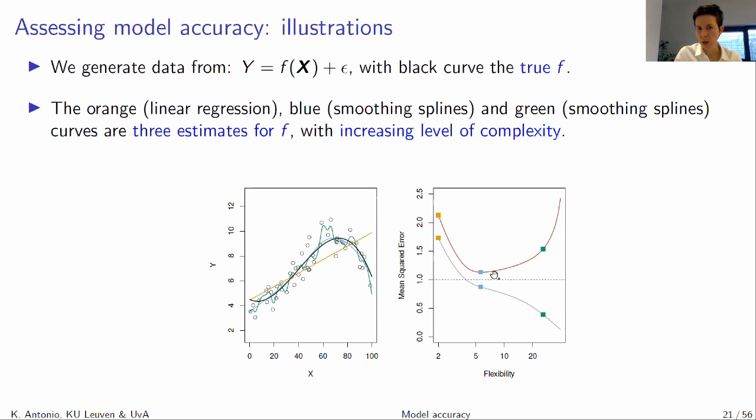So here I recognize this U shape, the behavior of which is driven by this trade-off between the variability and the bias of the models that I constructed. So my question for you is now, which model would you prefer here? Would you prefer the orange one, the blue one, or the green one?